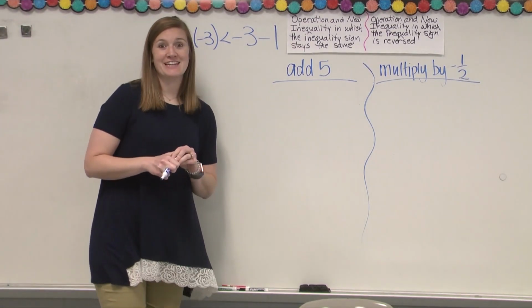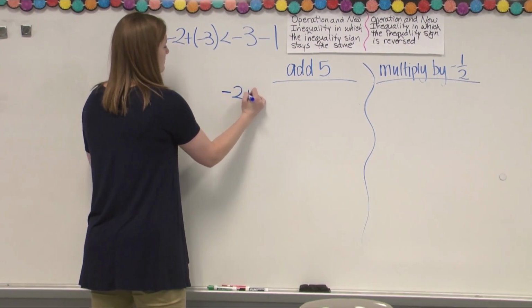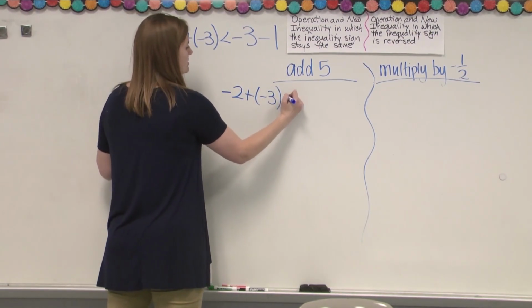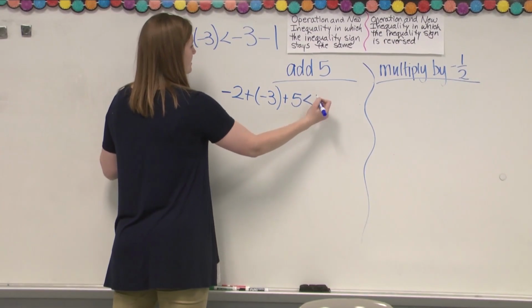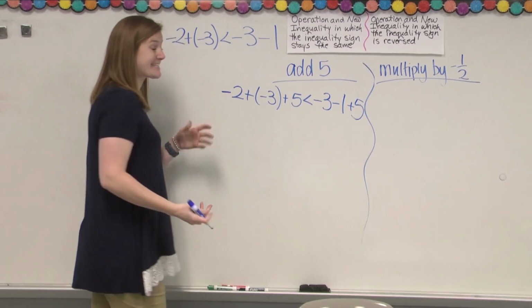All right, so let's take a look at it and see how you did. On this side, we had negative 2 plus negative 3, and we're going to add 5. We've got less than, and then negative 3 minus 1, and we're also going to add 5. We're going to see if that remains true.